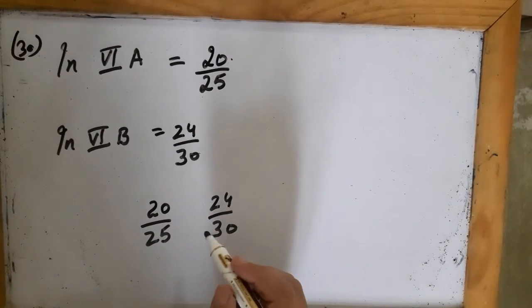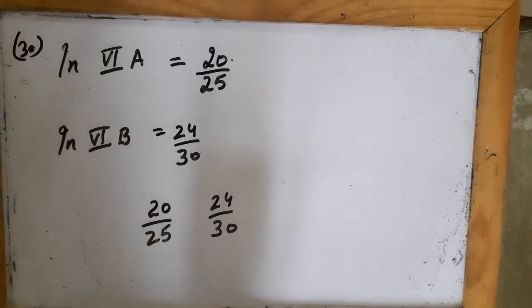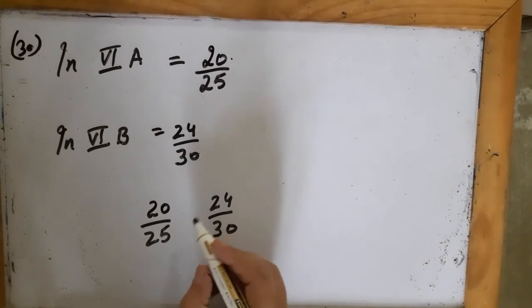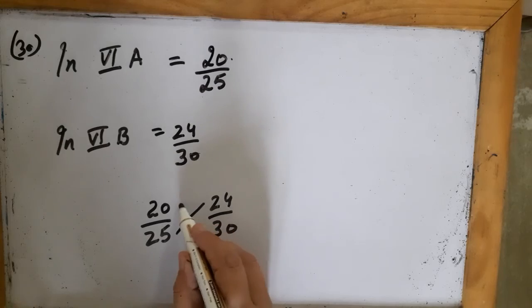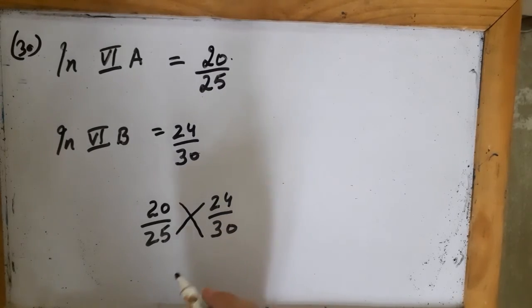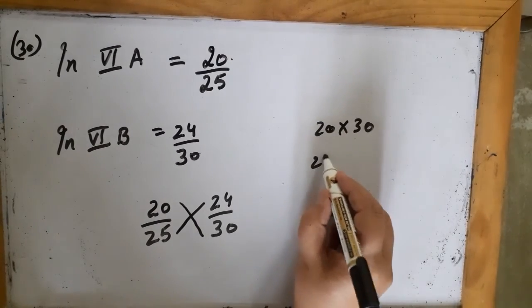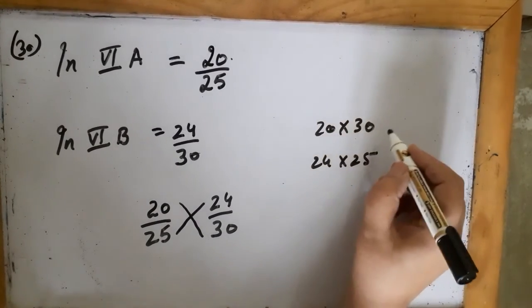One is you can take out the common denominator and convert these into like fractions, and the other is that you can cross multiply also. So let's see if I get the answer. I'll use the method of cross multiplication. 20 I have to multiply with 30, and 24 I have to multiply by 25.